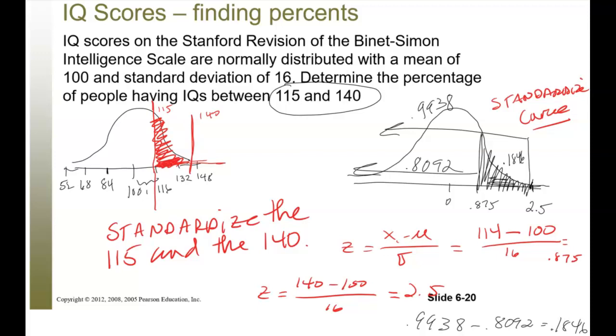All right, now I want you to go back to the problem and remember what was being asked. Determine the percentage of people. So take 0.1846, turn it into a percent, finish the problem by saying, hey, I understood what I was doing, and I now know that 18.46% have an IQ between 115 and 140. All right.